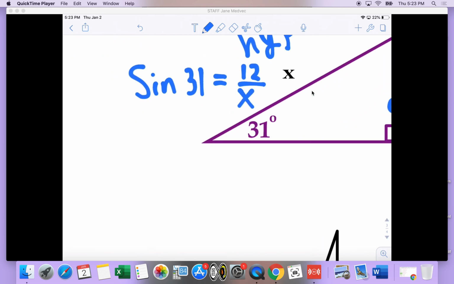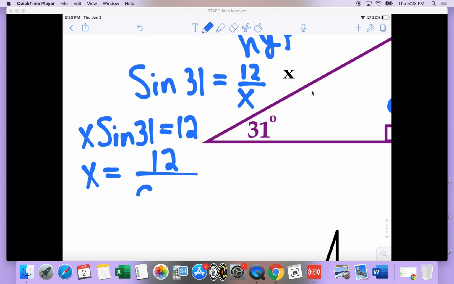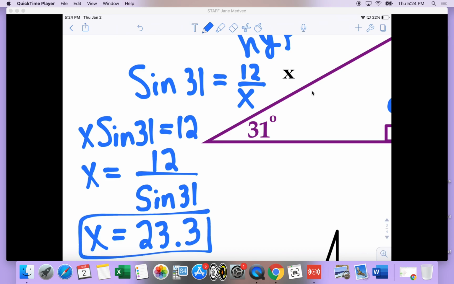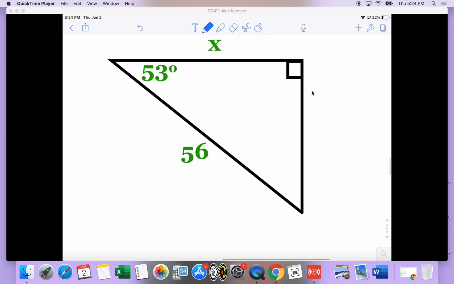I want to get the x by itself, but it's in the denominator, so I'm going to multiply both sides by x. So x sine 31 equals 12. I want to get the x by itself, so I'm going to divide both sides by sine 31. X equals 23.3, and that's my side length. All right, let's move on to the next triangle.